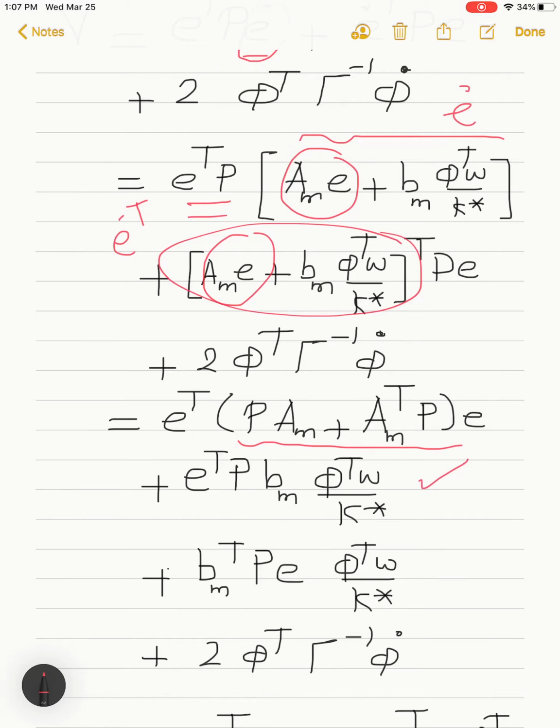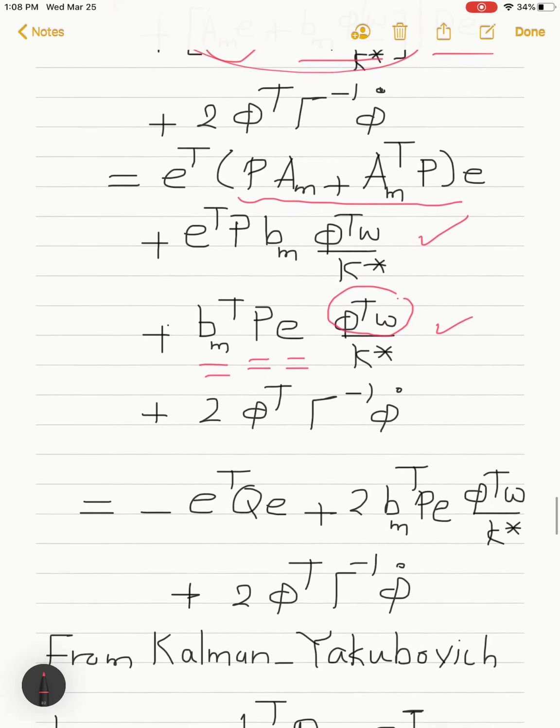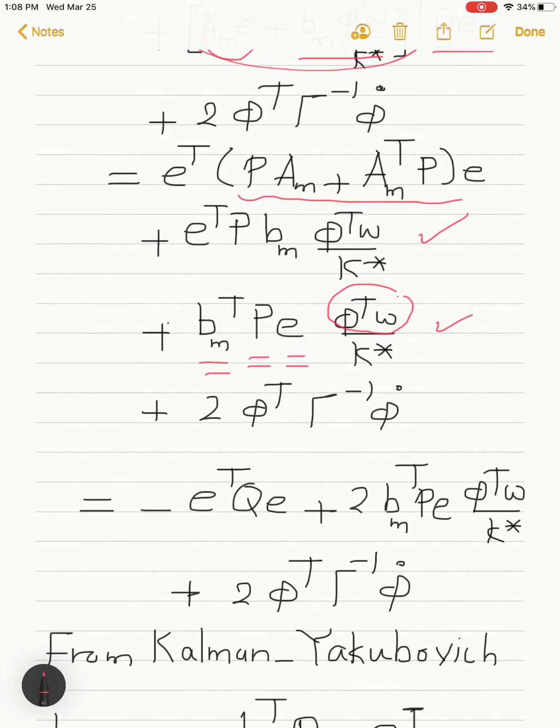So this is the first element from here. And then the second term here would be this multiplication times PE, but this is a transposed term. However, phi transpose omega, as we mentioned before, is a scalar, so I can just take it outside, as I did here. And then I take only the transpose of BM, so this BM transpose times P times E. Then the last term, 2 phi transpose gamma minus 1 phi dot.